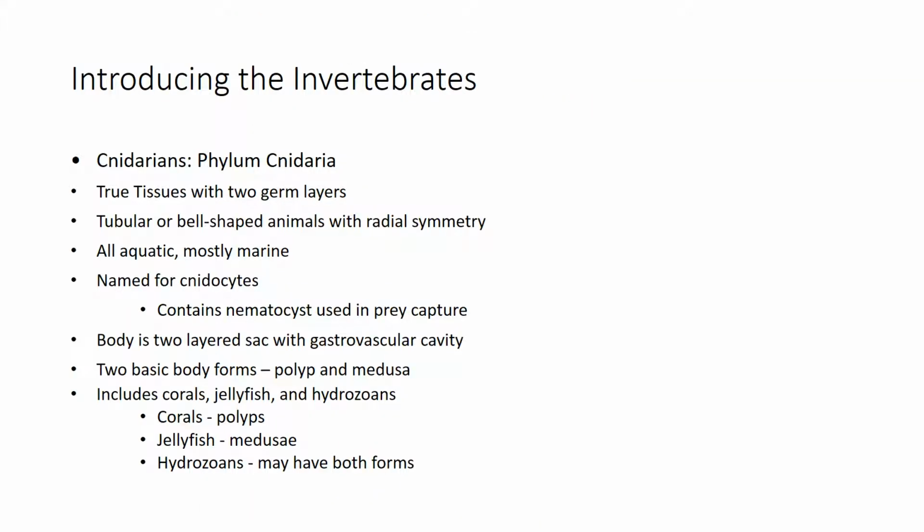Now, the next group, cnidarians, they have two germ layers, so they actually have true tissues, even though they're still pretty simple. They have kind of a tubular or bell shape. They have radial symmetry, which means that they're able to reach in all directions for their food. Most of them live in the ocean. Okay, all of them are aquatic, mostly in salt water though. Now, they do have nematocysts used for prey capture. I'll show you a picture of that in just a second.